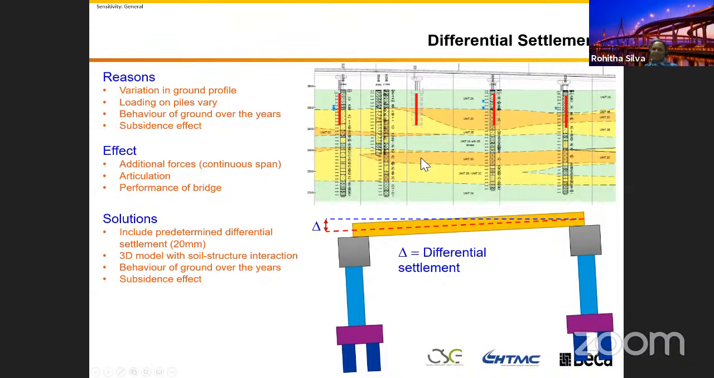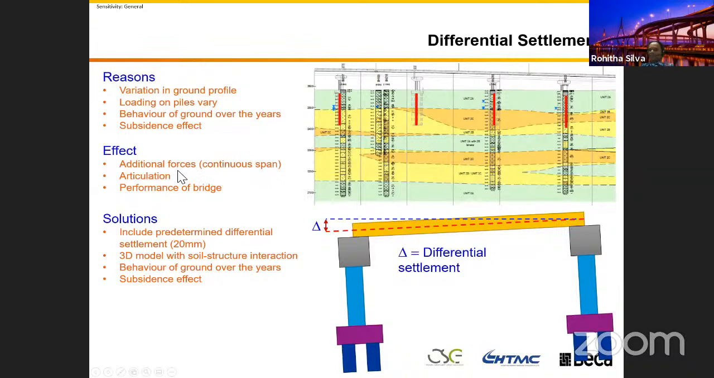For the differential settlement in the bridge, if you just look at the geotechnical engineer's settlement calculation or your own settlement calculation, you will see the differential settlement between two bridge piers does not go more than 10 to 15 millimeters. If it is a large span, long span bridge, it may be a little bit different, but in general, it's not that significant.